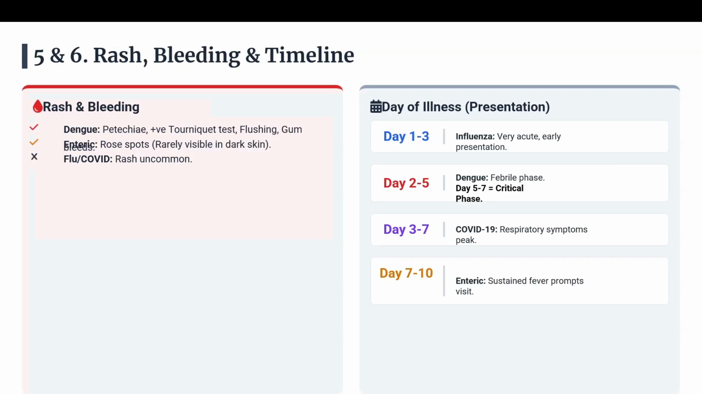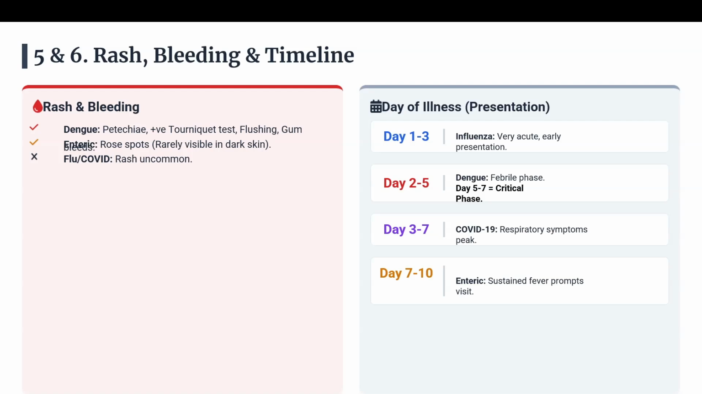So dengue fever has petechial rashes. There will be a positive tourniquet test if you can do it in the emergency; on day 5 to day 6 or even day 3 to day 4, you could find the positive tourniquet test. There will be flushing, there will be spots in the gums suggestive of dengue.